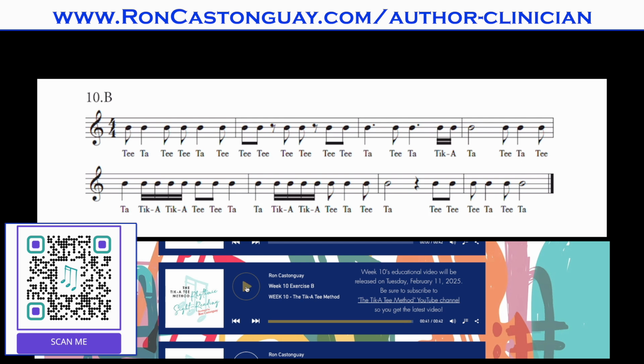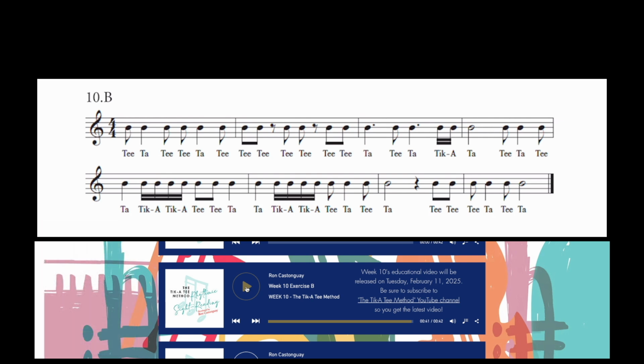All right, there you have it, exercise 10B. And if you have not performed this yet on your instrument, especially if your instrument isn't primarily the voice, now is the time. Before we head to the outro, here is a performance of exercise 10B.